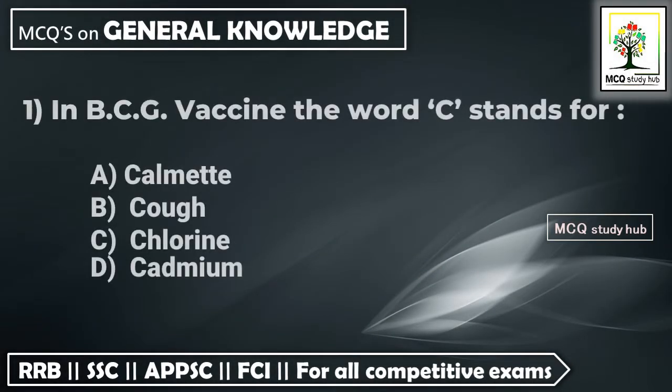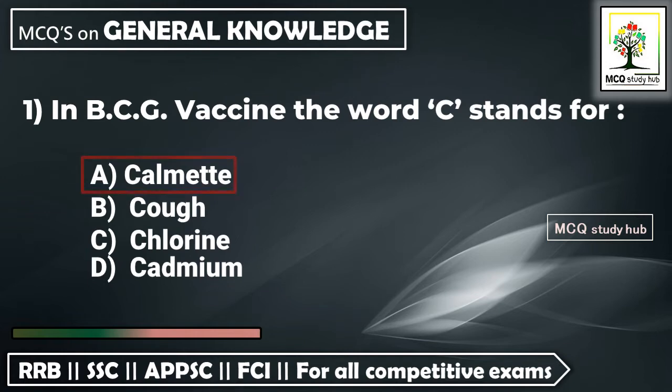Question number 1: In BCG vaccine, the word C stands for. Option A is comet. Option B is cough. Option C is chlorine. Option D is cadmium. The correct answer is option A, that is calorimeter.